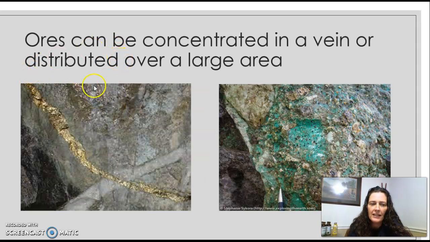So as you can see here, gold has been trapped in this crack, forming a vein. It looks like a vein, like our veins, and so there is a gold ore in that. That's gold ore. And then here you have copper. This is a copper ore that's distributed not in a vein, but more over a broader area. So it's deposited in the little divots and holes in this rock here.